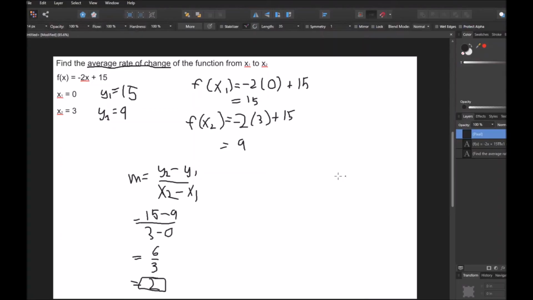Okay, so just a quick correction. Instead of doing y2 minus y1 here, I accidentally did y1 minus y2. So y2 is 9 minus 15, x2 is 3, and x1 is 0. So that's negative 6 over 3, which is negative 2. And that would be your answer.